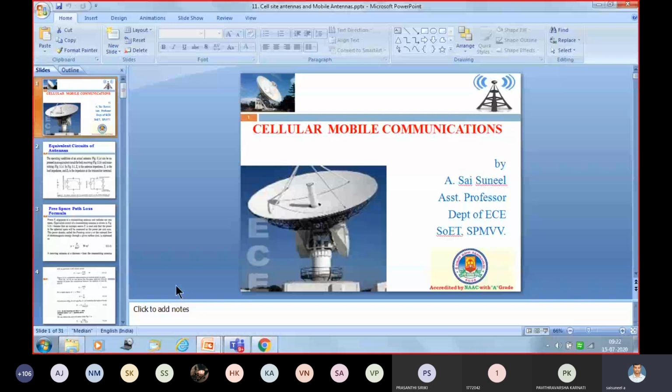Before going to the topic, first I have to give a brief discussion of the antenna system. I think you already know these formulas and the concept, but I will explain in a simple manner before going to that. Here is the equivalent circuit of antennas.